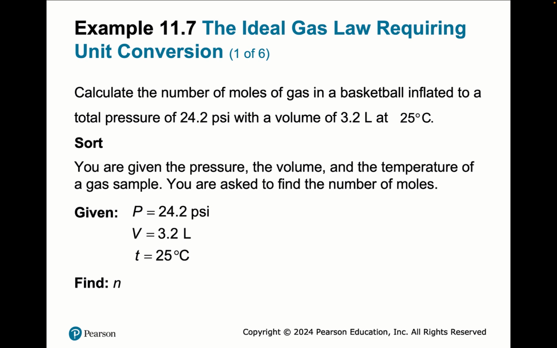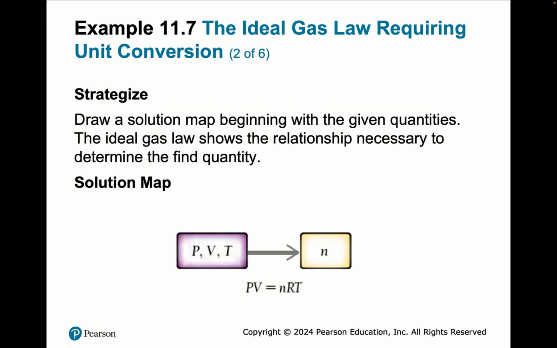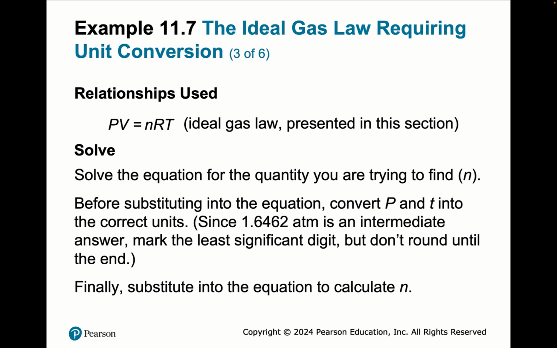So ideal gas requiring unit conversion. So similar, but we're going to have to change the units, and here specifically it's the pressure. So we have a total pressure of 24.2 psi and a volume of 3.2 liters, at 25 degrees Celsius. How many moles of gas do we have? So we find the number of moles of gas, same idea. We're going to solve for n. n is the number of moles of gas, so n equals PV over RT.